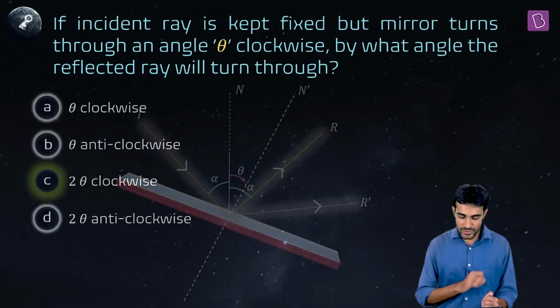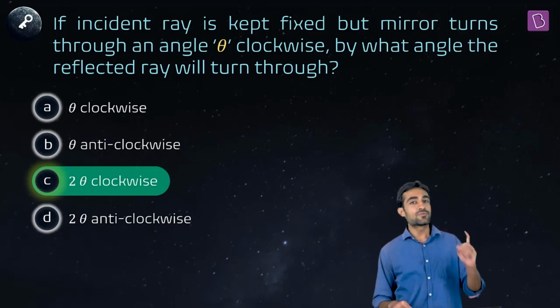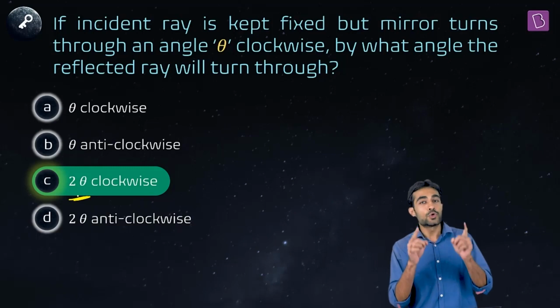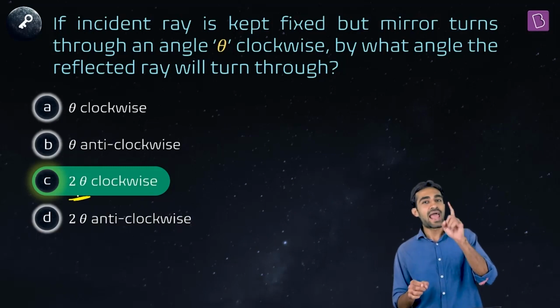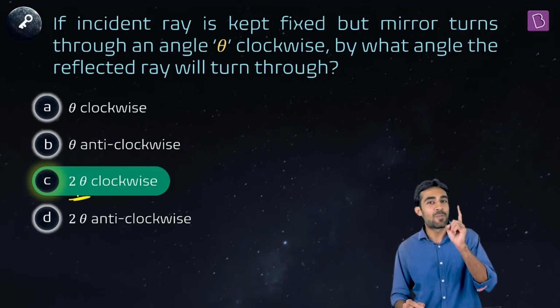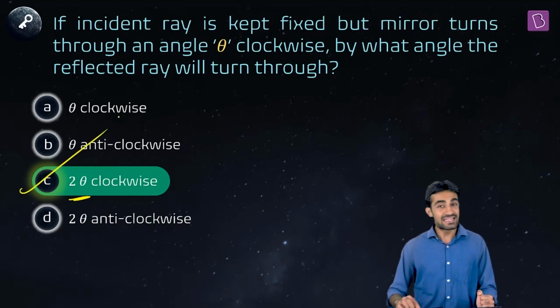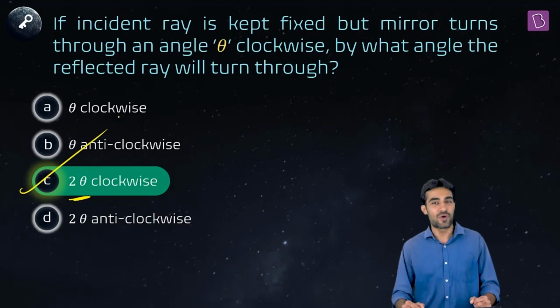Now let's see the options, and we can see that we have 2 theta clockwise as the angle turned by the reflected light ray. So option C is the right answer for our question.